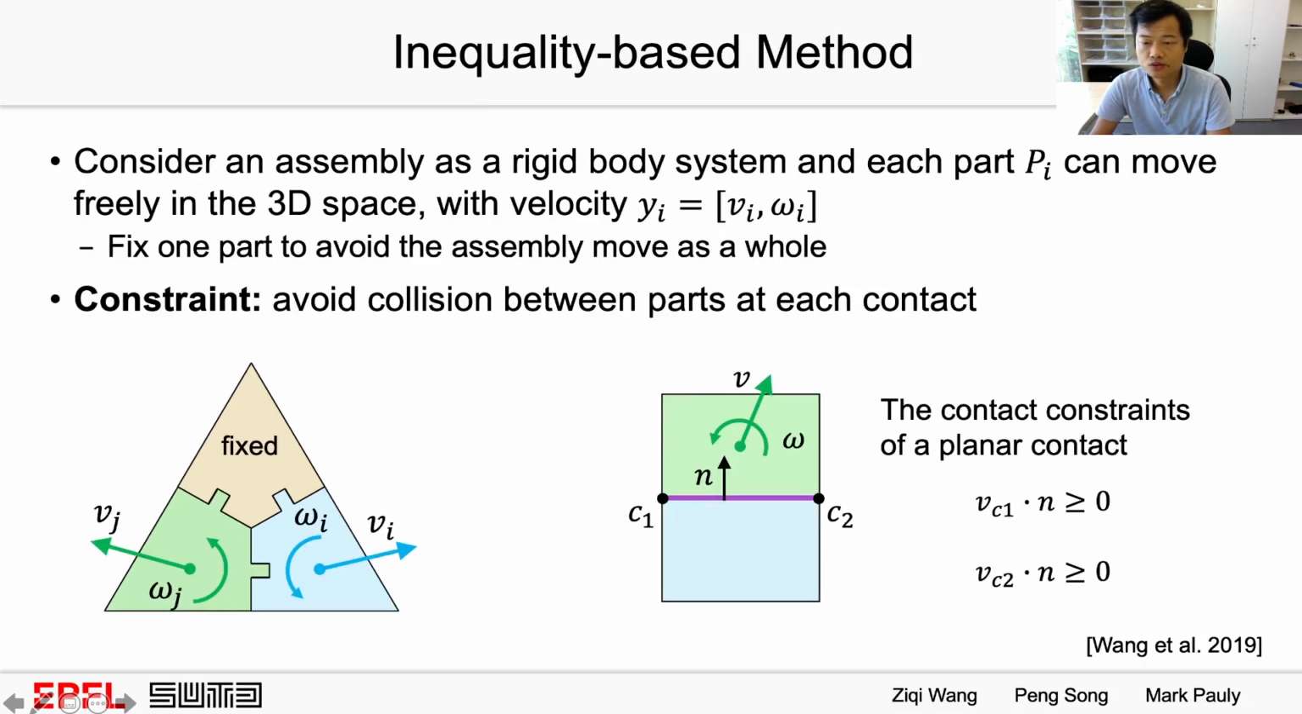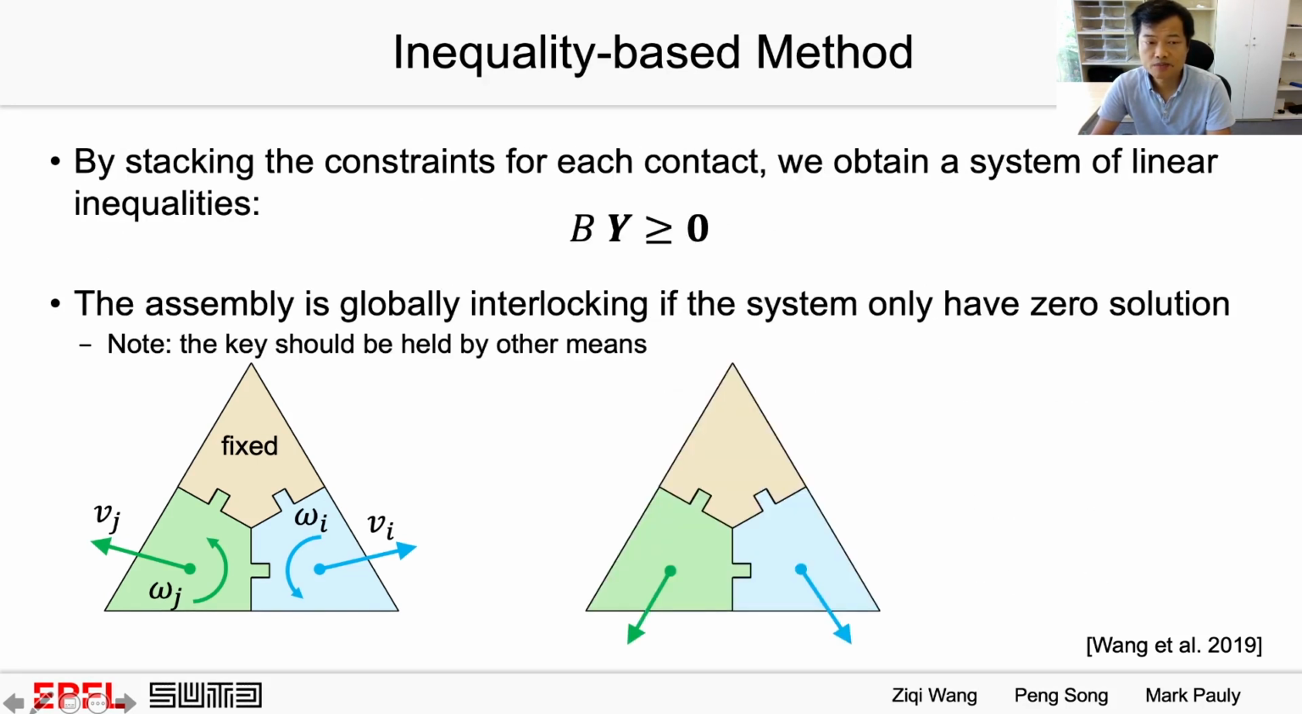To solve this issue, one proposed a more general method to test global interlocking based on solving a system of linear inequalities. Consider an assembly as a rigid body system where each part can move in the 3D space. The constraint is to avoid collision among the parts. By stacking the non-penetration constraints for each contact in the assembly, we obtain a system of linear inequalities. The assembly is global interlocking if the system does not have any non-zero solution. According to this method, this assembly is not interlocking since the system has this non-zero solution.